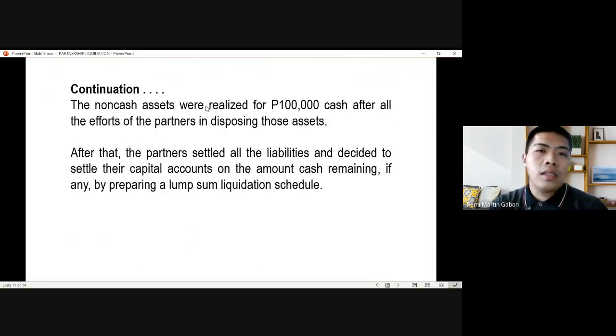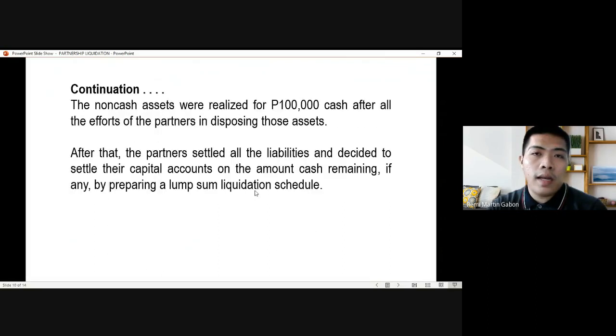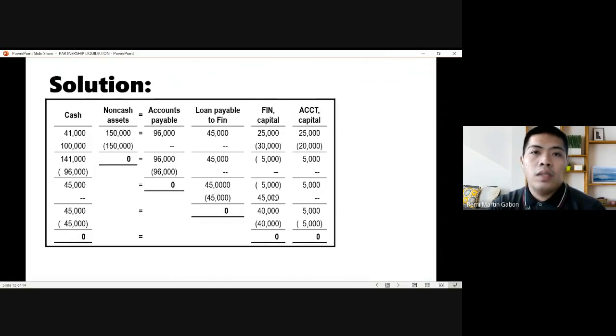The non-cash assets were realized for 100,000. So meaning this 150,000 were only realized for 100,000 after all the efforts of the partners in disposing those assets. After that, the partners settled all the liabilities and decided to settle their capital accounts on the amount of cash remaining, if any, by preparing a lump sum liquidation schedule. Okay, so yung sa lump sum liquidation nila, since it is a lump sum liquidation only, ito yung mangyayari. I-post mo na lahat ng balances.